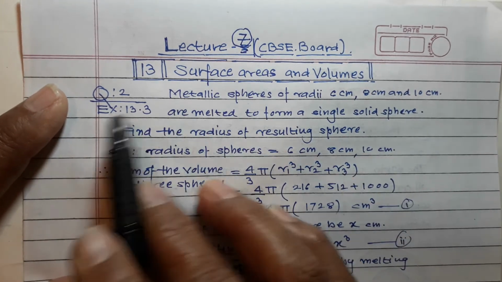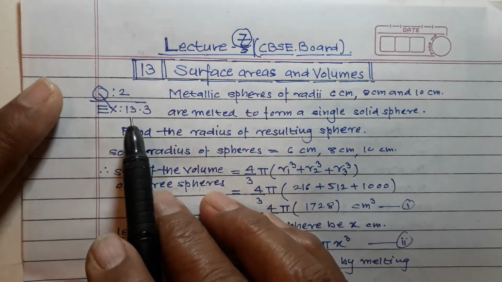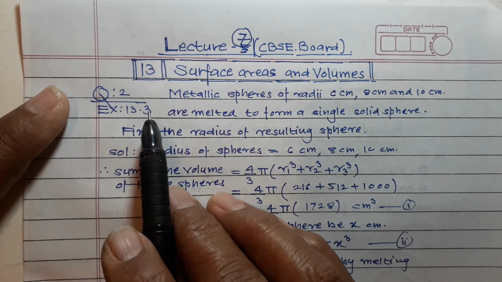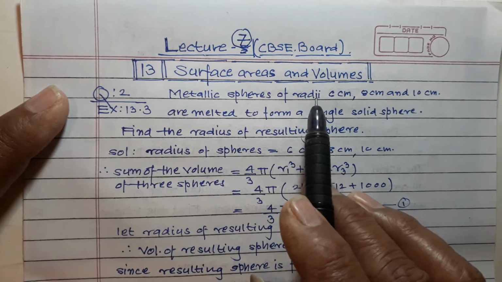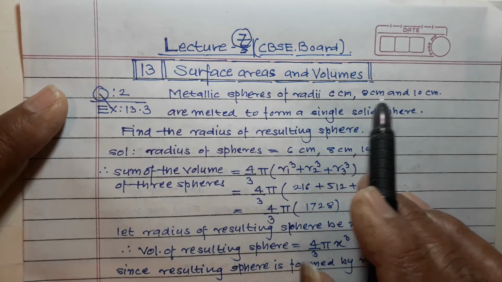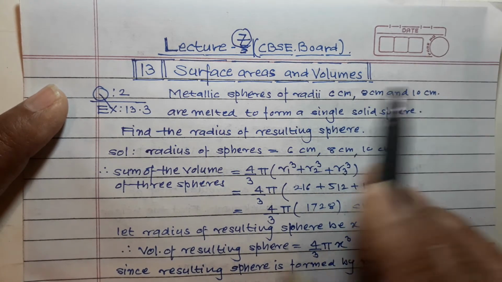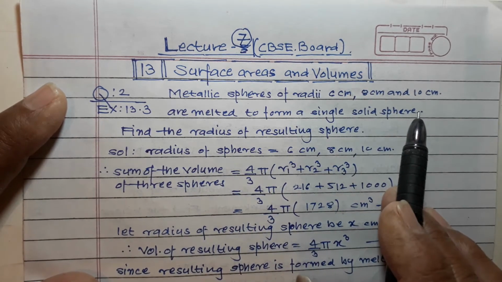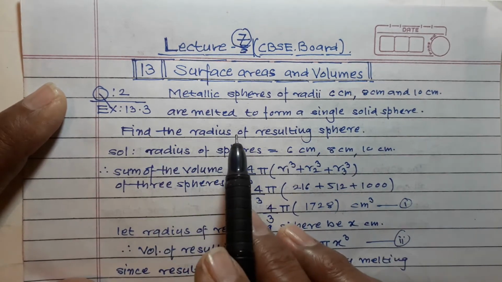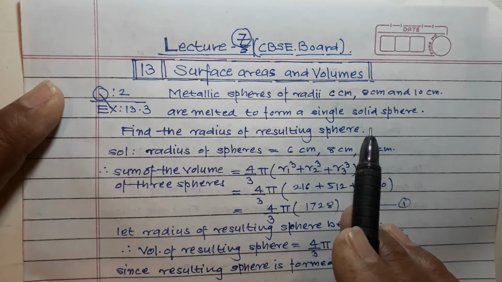In this lecture, I am going to explain some examples from 13.3, question number 2. Metallic spheres of radius 6 cm, 8 cm and 10 cm are melted to form a single solid sphere. Find the radius of the resulting sphere.